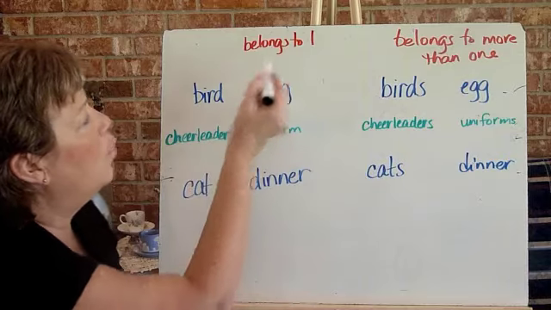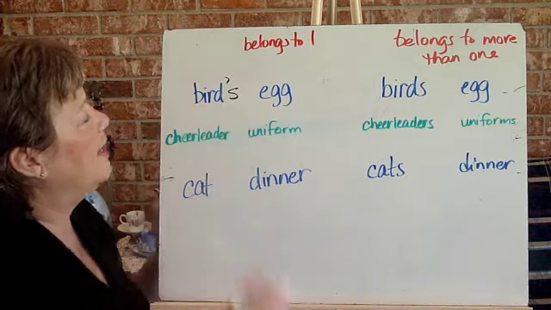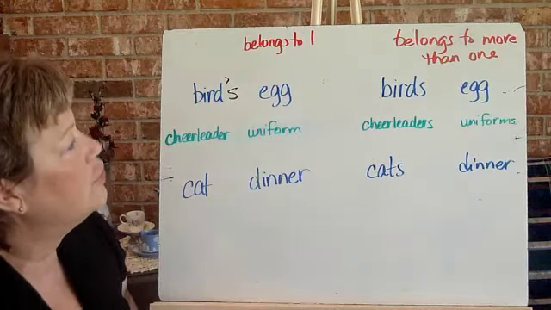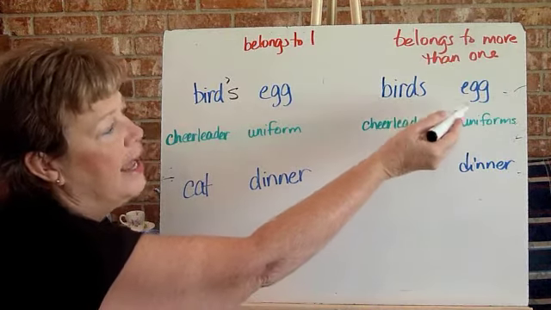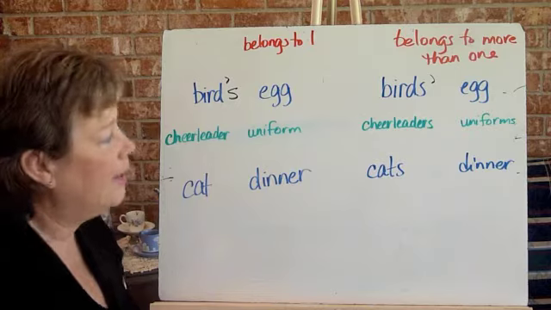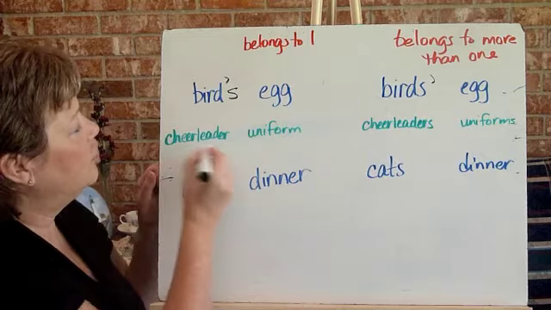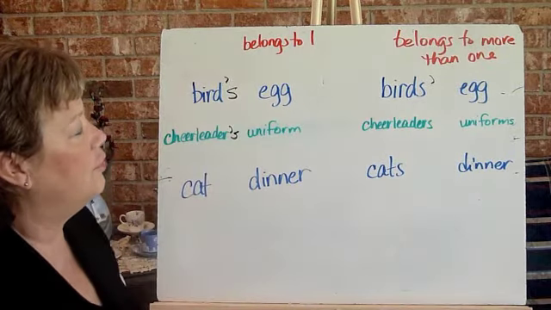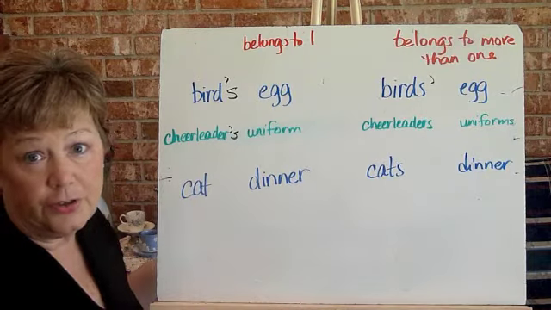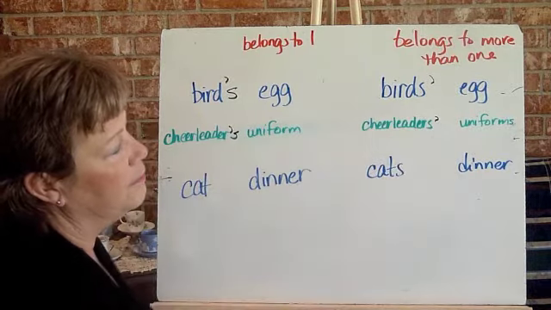So if one bird has an egg, it's the bird apostrophe S egg, the bird's egg. And if it belongs to more than one bird, it's the birds' egg, bird S apostrophe egg. Okay? And if we have one cheerleader that has a uniform, it is the cheerleader apostrophe S uniform, the cheerleader's uniform. But if many cheerleaders have many uniforms, it is the cheerleaders' apostrophe uniforms.